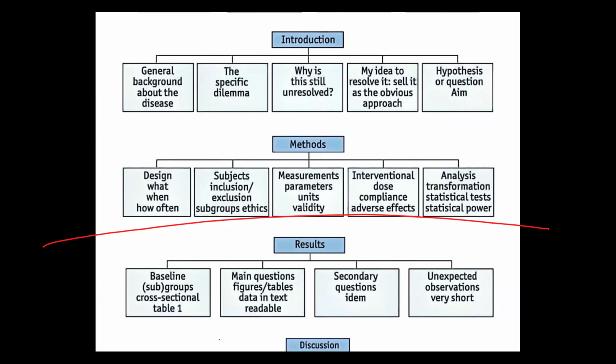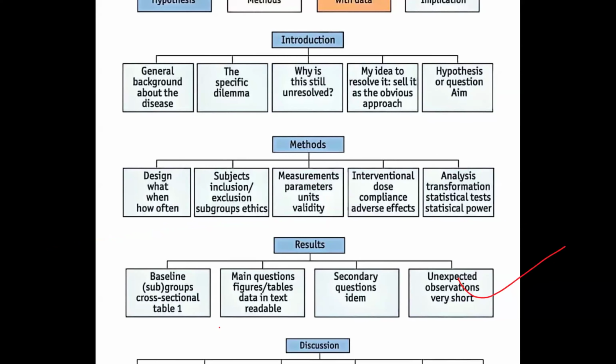The secondary questions, right? There are those secondary questions and unexpected observations. Because when you're doing these studies, as you are trying to look for whatever you're looking for, you may end up even discovering things that you are not looking for. Those are unexpected observations. You have to put them, but they have to be very short.